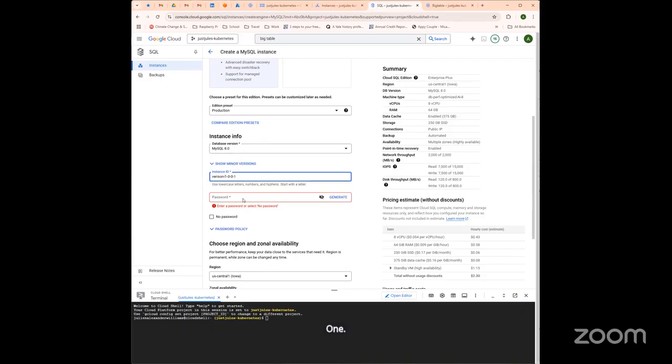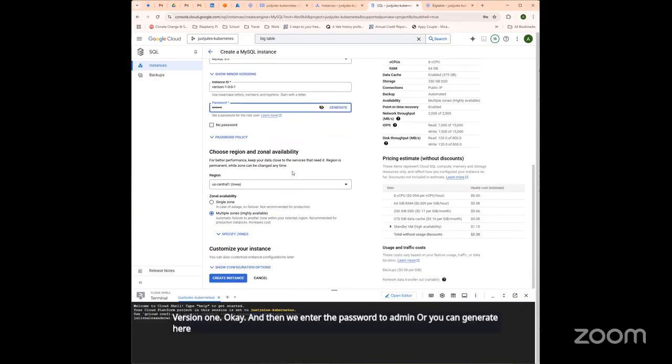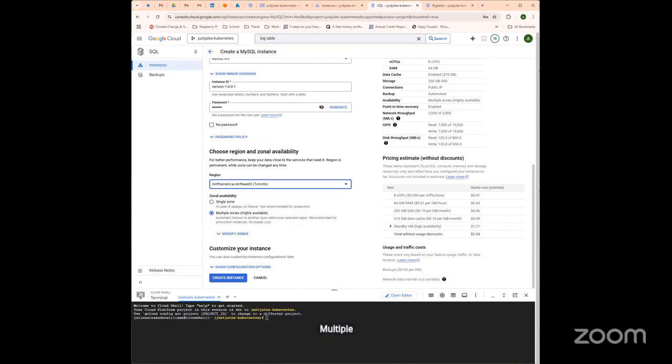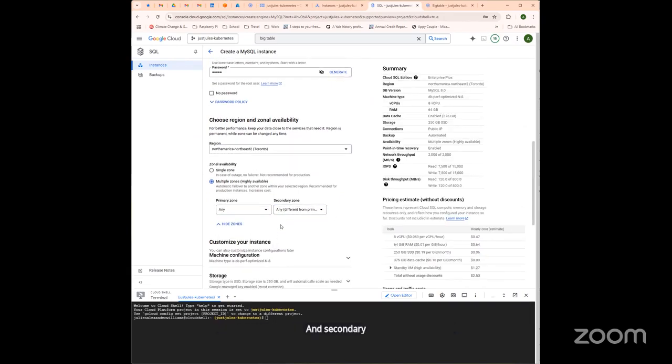Version 1. Okay, and then we enter the password. Say admin, or you can generate here, or you can have it with no password. Okay, we have the region here. Multiple, single zone. You can specify your zones, primary and secondary. Then show the configuration options.